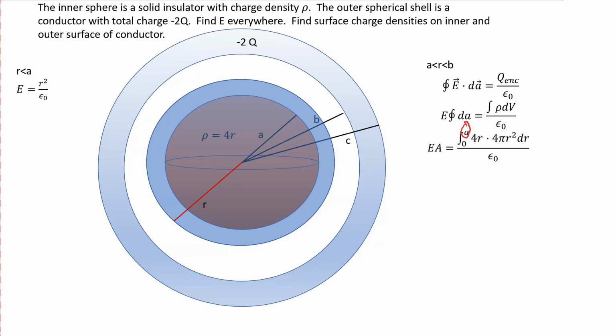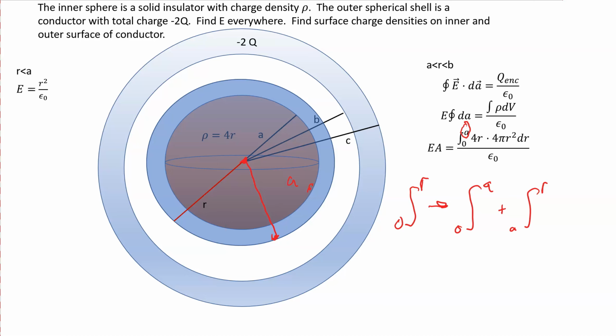And here's the reason why I'm going to do that. Technically, I should go all the way from 0 to r. But my charge stops at a. In other words, if I were going to do the integral from 0 to r, that's the same thing as the integral from 0 to a plus the integral from a to r.